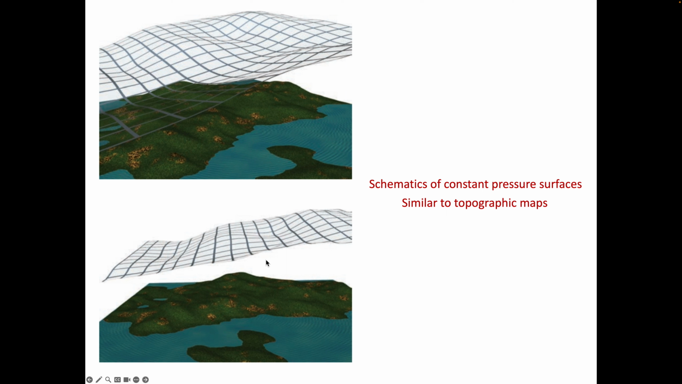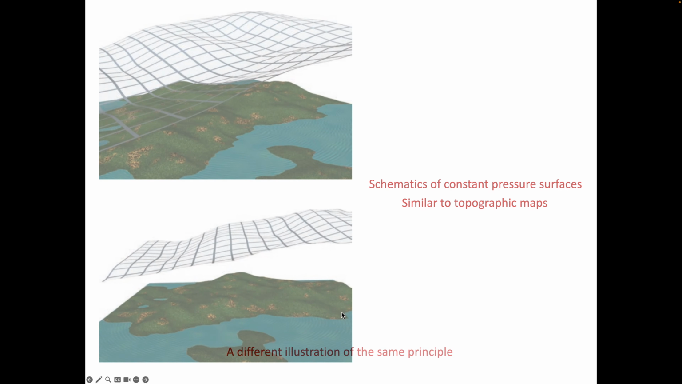So our upper level maps are really similar to topographic maps. And if you actually were to map it in three dimensions, our upper level maps would look something like this, where we would have troughs and ridges. Now, a land surface like this doesn't really illustrate particularly well what ridges and troughs actually look like in three dimensions. And so here's a second example.